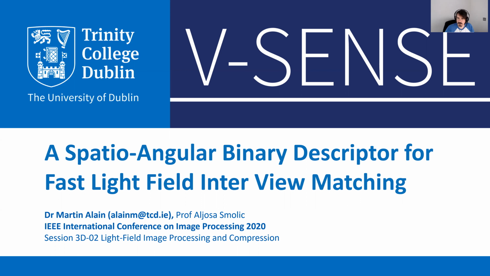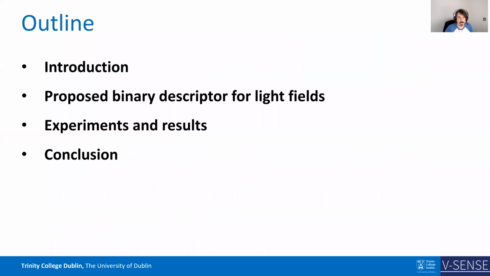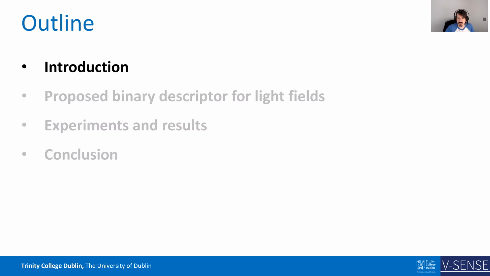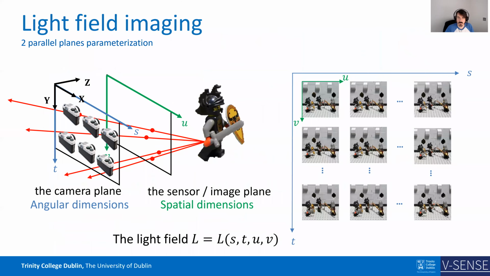I'm a postdoctoral researcher in the Distance project in Trinity College Dublin, where I'm currently working on light field imaging. And in this video, I'm going to present my paper entitled A Spatio-Angular Binary Descriptor for Fast Light Field Inter-View Matching. So this is the outline of this presentation. And I will now start by introducing the main concept of light field imaging and related work.